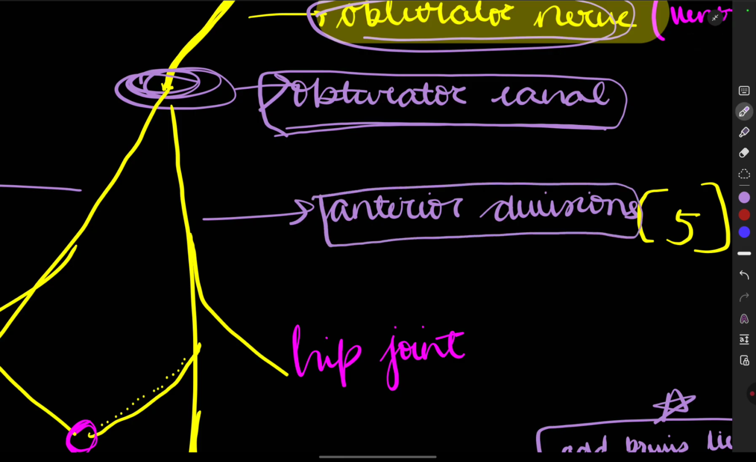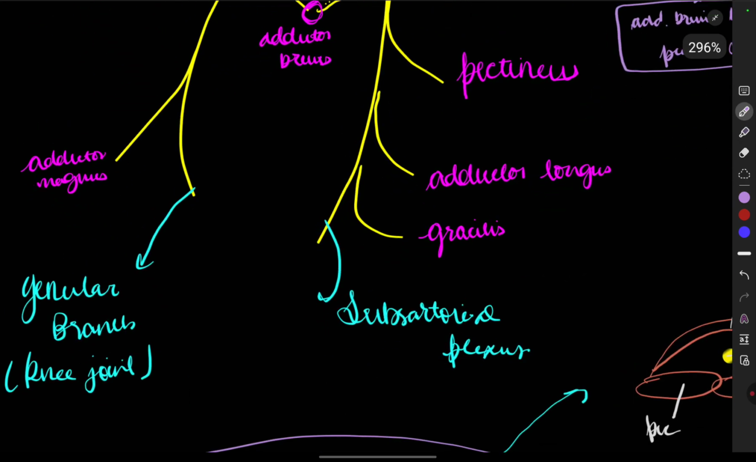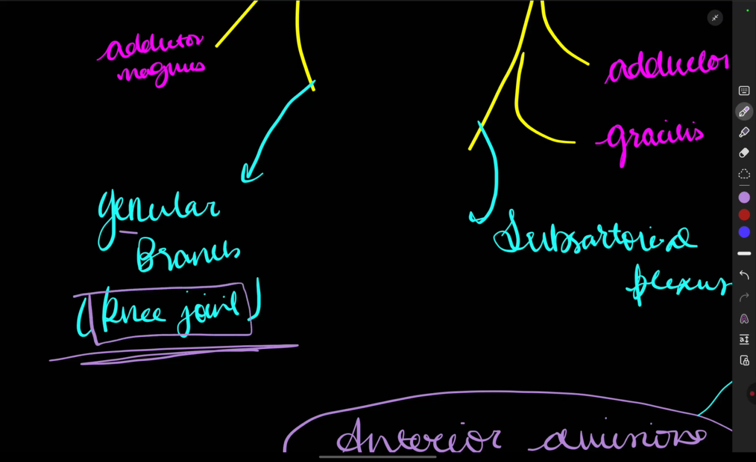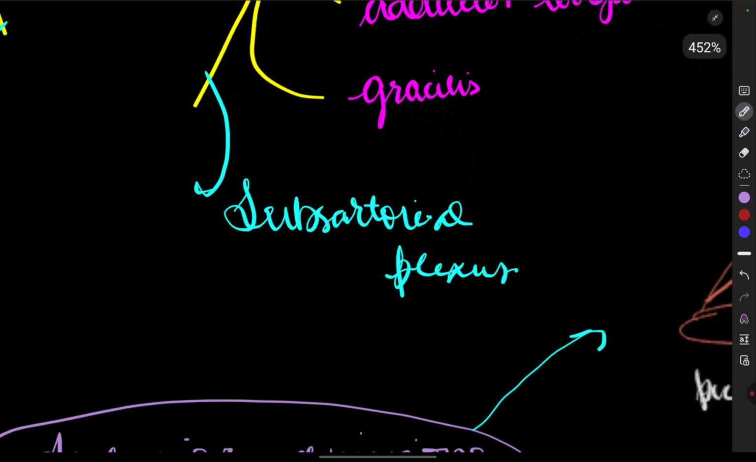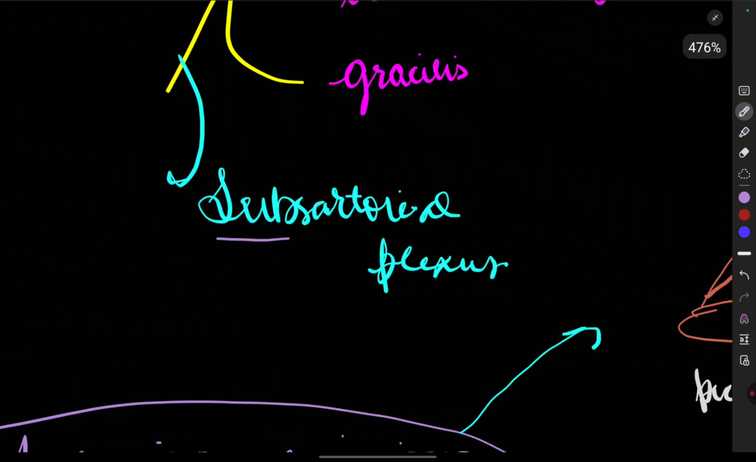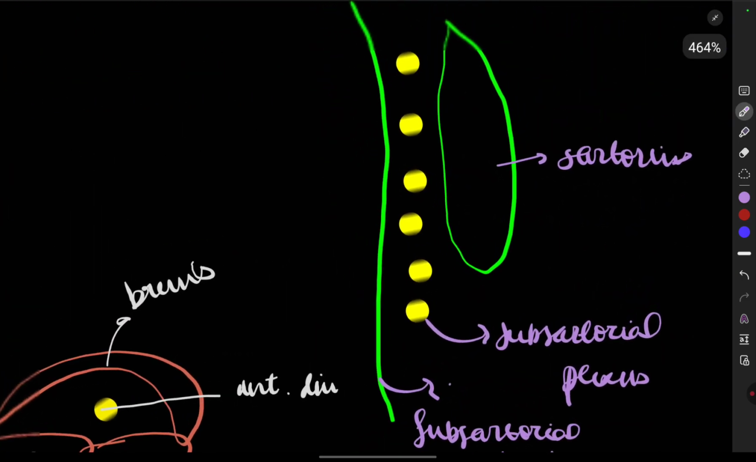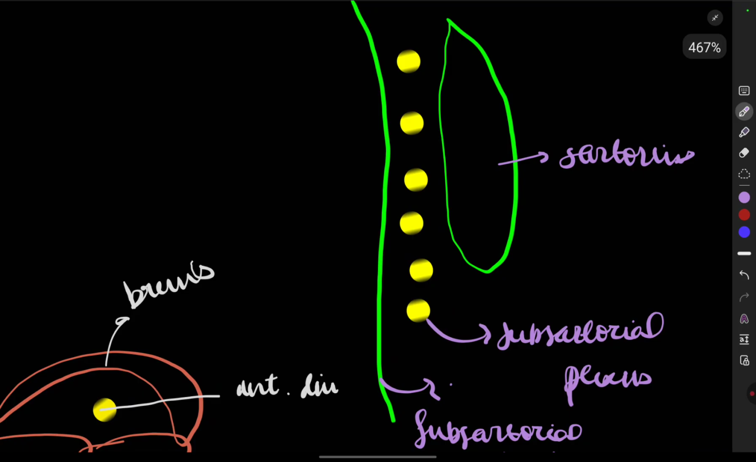Now we are going to see the branches of it, but before that let us see the terminations. The posterior one terminates into the genicular branch which supplies the knee joint. Genicular means joint. And the anterior supplies the subsartorial plexus. We had already seen that in the front of the thigh. You can go check the series in my playlist.